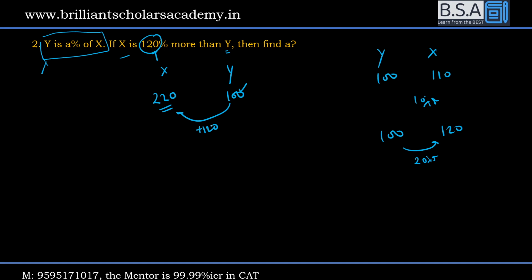So Y is equal to 100, X is equal to 220. This is your answer. Give me the answer. Y upon X into 100. Y is a percentage of X. What is the answer? Very simple. This 0 is cancelled, this 0 is cancelled, this is cancelled 5 times, this is cancelled 11 times. So 1 by 11 is 9.09. 9.09 into 5. 45.45%.